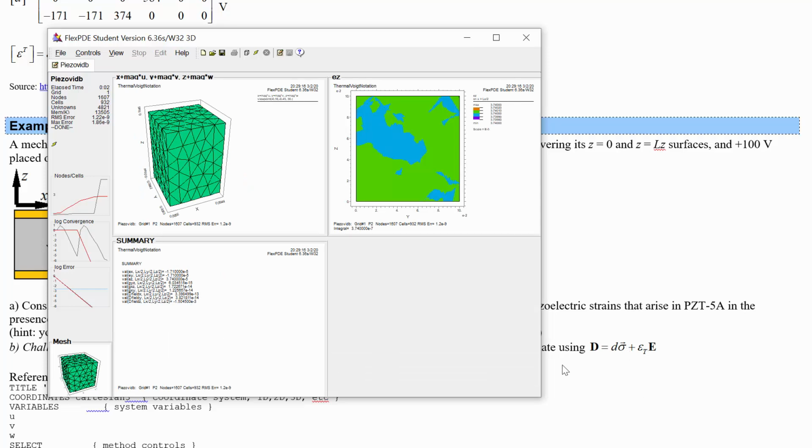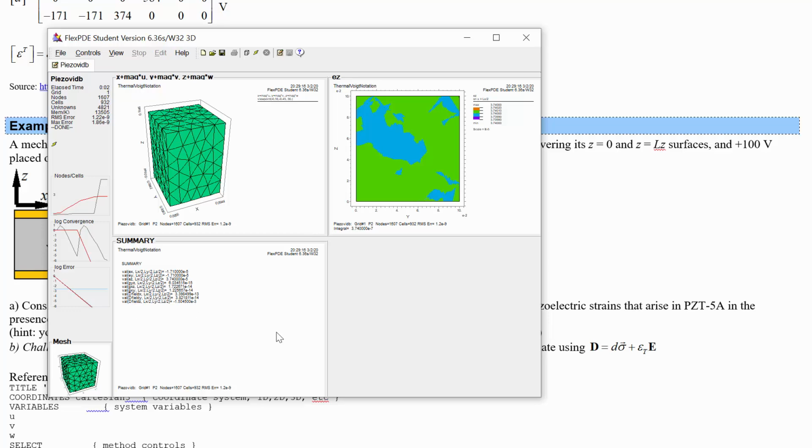The D field is based on the stress and is based on the electric field. So we don't have stress in any other directions from the setup that we have right here. And we have an electric field that is only in the Z direction. So that explains why the D field is only going to be in the Z direction here.